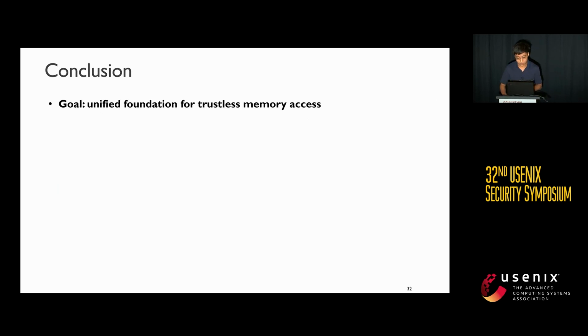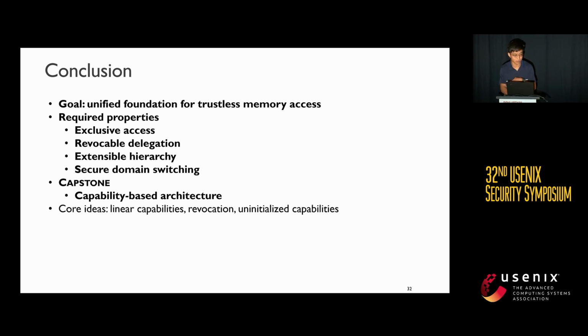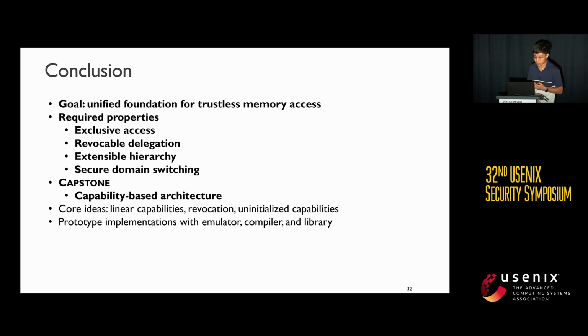In conclusion, in this work, we look at the unified foundation for trustless memory access. We summarize a total of 4 properties that are required to achieve this goal. We follow those principles to design Capstone, which is a new instruction set architecture based on the idea of capabilities and incorporates core ideas such as linear capabilities and revocation capabilities. Our prototype implementations include a functional emulator, a compiler, and a library. And we demonstrate that Capstone is highly expressive and can support a wide range of security features.